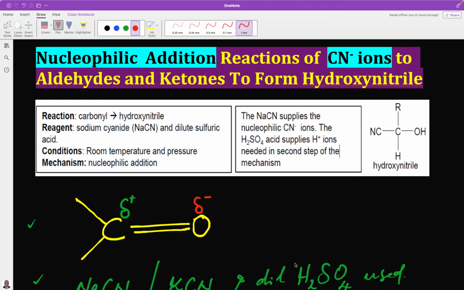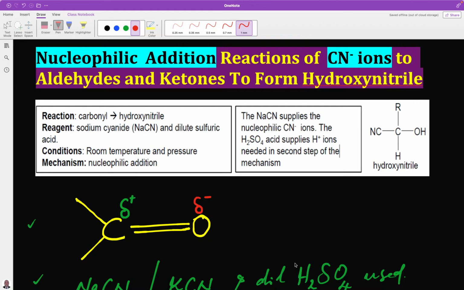Remember that this reaction will always result in hydroxynitrile. And that hydrogen cyanide is not used alone because it is poisonous.